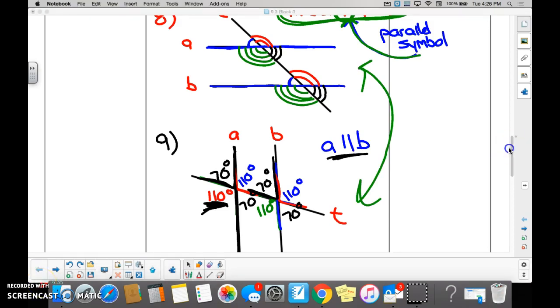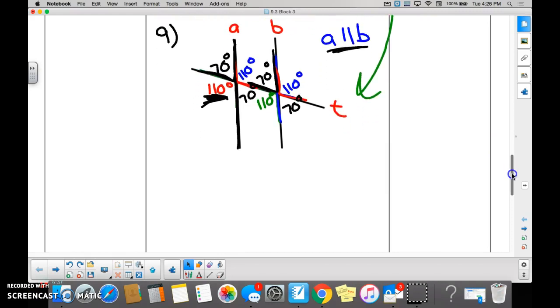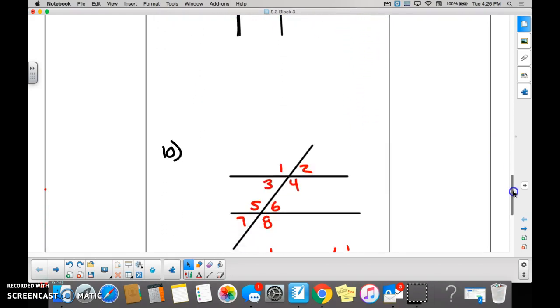All right, I'm back. Sorry, I had to take a quick break there. I'm going to slide down to number 10, which is our last one.